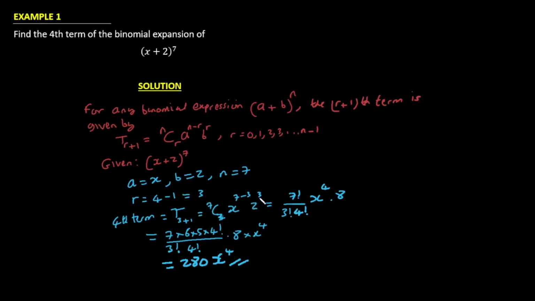Then 2 to the power of 3. 7 combination 3 is 7 factorial over 3 factorial times 7 minus 3, which is 4 factorial, times x to the power of 4, because 7 minus 3 is 4. Then we have 2 to the power of 3, which is 8. Then break this down or use a calculator straight away, and multiply this value by 8. You are going to get 280.